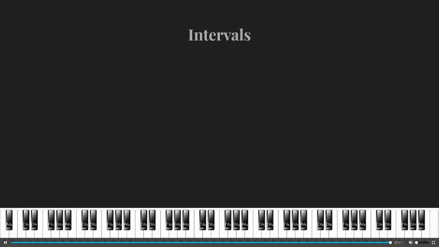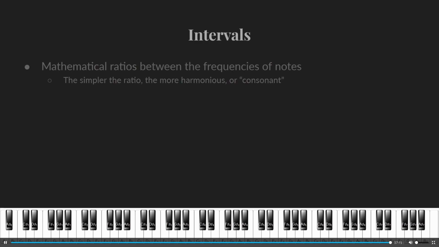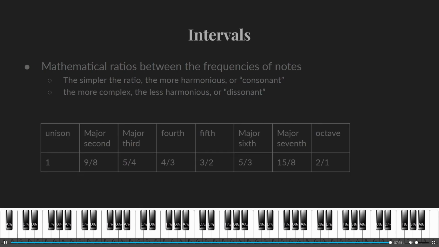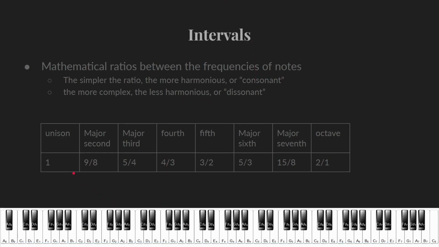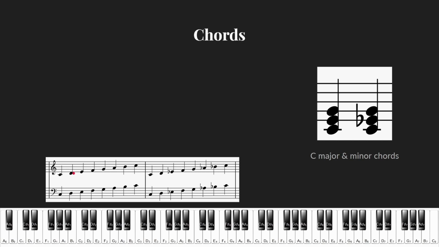And just as a quick aside, this is totally not important, but I think this is interesting. There's also mathematical ratios between the frequencies of 2 specific notes. So the simpler the ratio, the more harmonious, or as we call it, consonant it is, and the more complex, the more dissonant it is. So an octave, twice the frequency. So don't memorize that. You don't even need to know this at all. I think it's interesting.